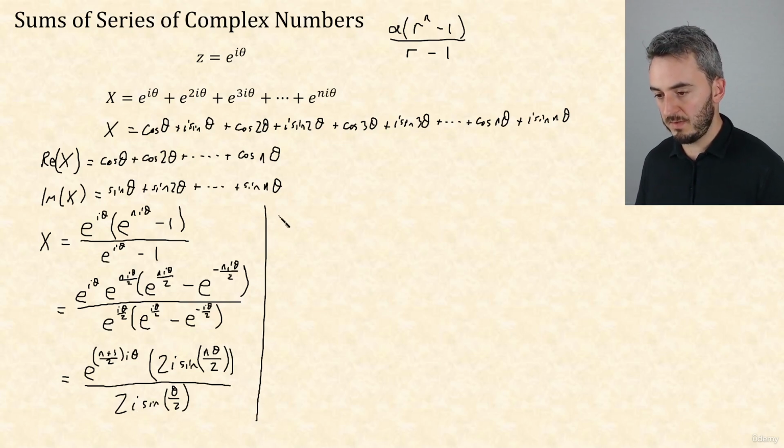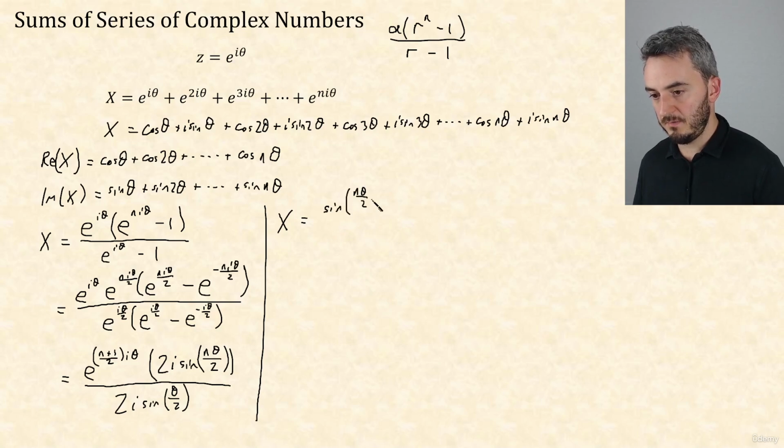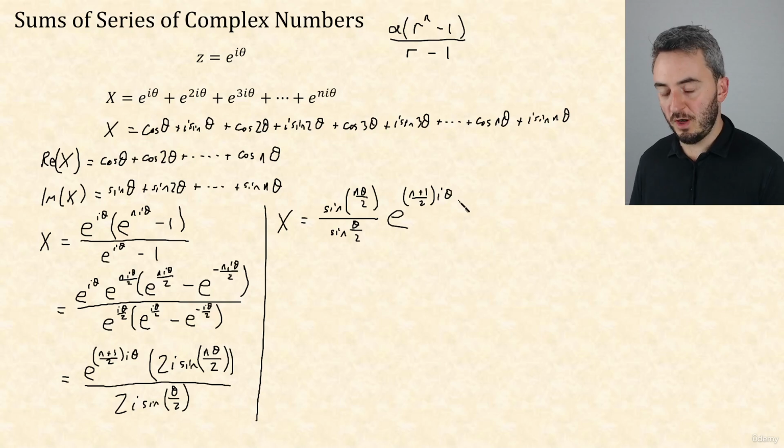And I'm just going to rewrite this now, once we've cancelled the 2i's from the top and bottom, as sine n theta over 2 divided by sine theta over 2, and then all of that multiplied by e to the (n plus 1) over 2 I theta. And look what we've got. We have a complex number here with a modulus of 1. And this is a purely real number.